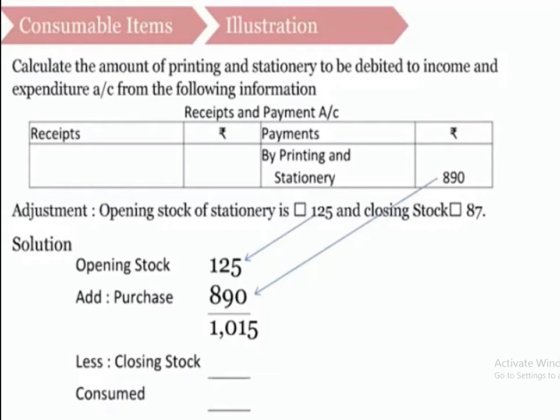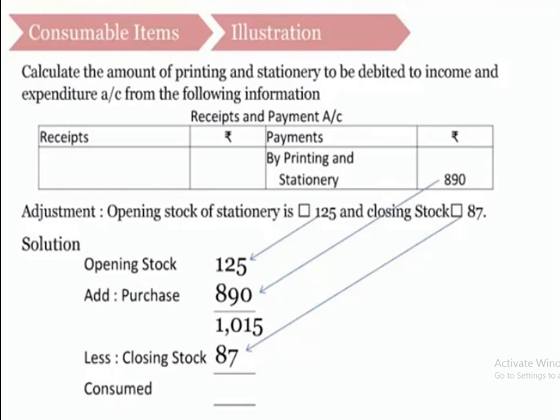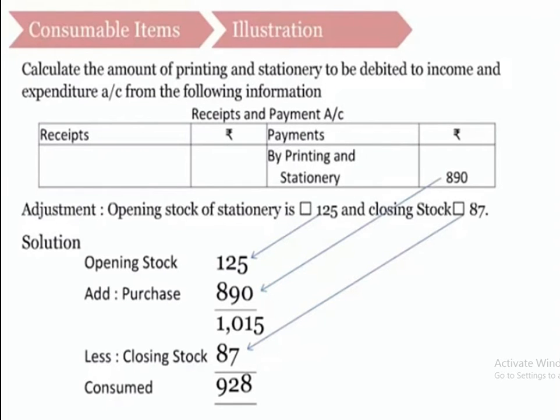The next step is less the closing balance. How much is the closing balance? The closing stock is rupees 87, given in the adjustment part. So 125 plus 890 minus 87. Can you see that? So the amount of stationery consumed is 928. That is the opening stock plus purchase less closing stock.